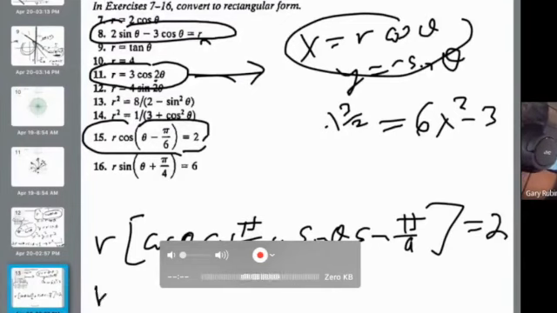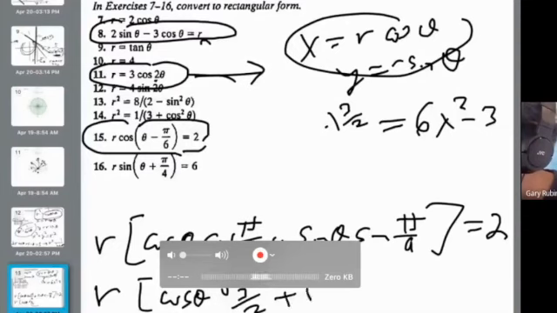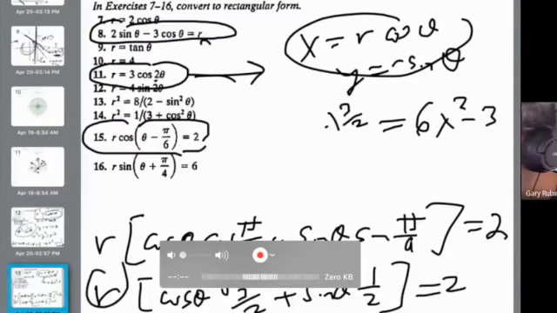And this becomes r times cosine theta times square root of 3/2 plus sine theta times 1/2 equals 2. See, this r out here is nice because I could just distribute it through. And then the r cosine theta turns into x, and the r sine theta turns into y. So those are some more complicated equations.